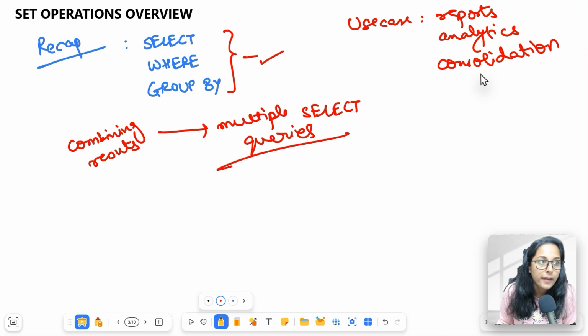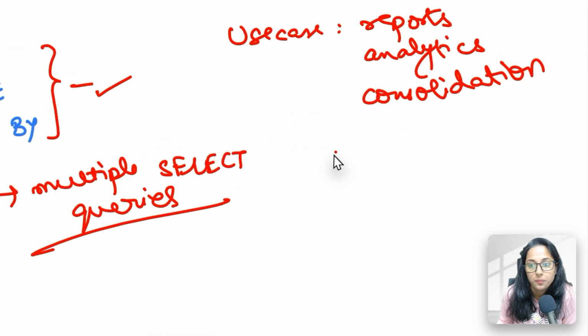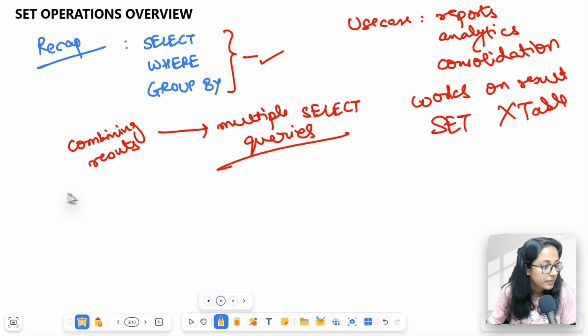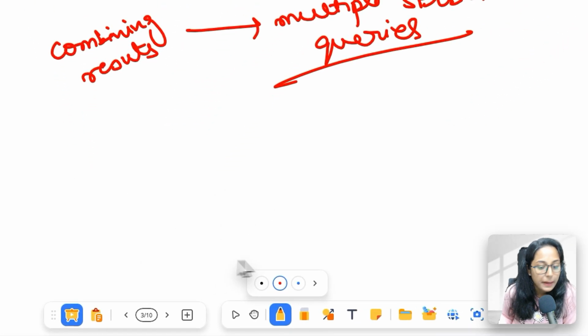The key idea behind set operations is that set operations work on result sets, not on tables. So let's see the concept of combining sets.